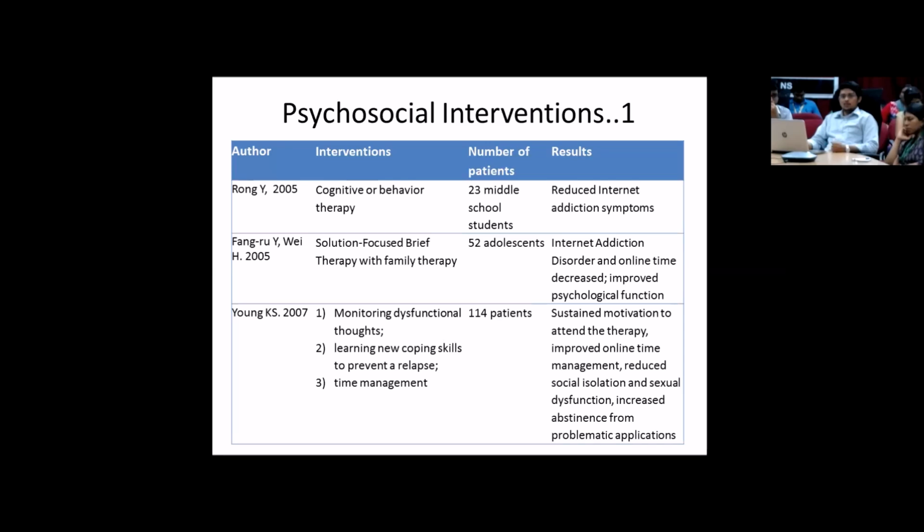So let me move on to psychosocial interventions. In 2005 is when the literature on psychosocial intervention started getting published. It started with cognitive behavioral models, solution-focused brief therapy, and also family therapy. So there is some evidence early in the time. Kimberly Young took a 3-step approach: modifying dysfunctional thoughts, learning new coping skills to prevent relapse, and time management, in 114 individuals, and found there is some improvement.